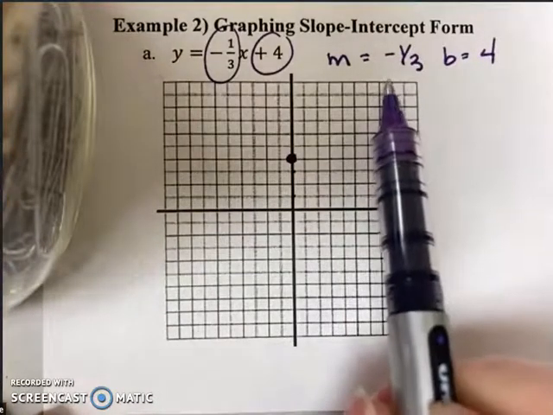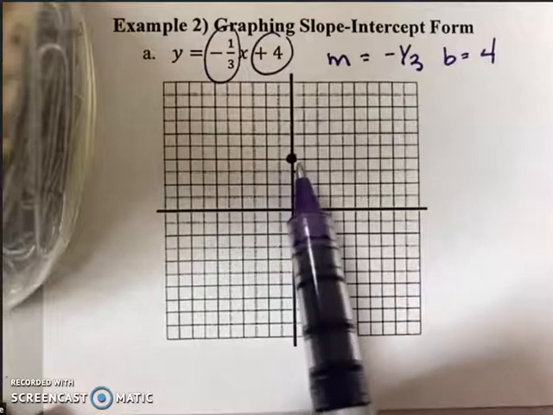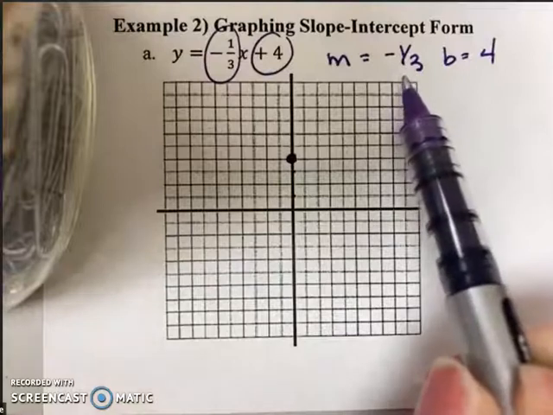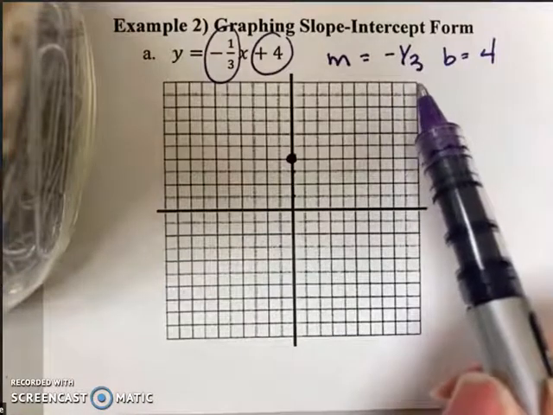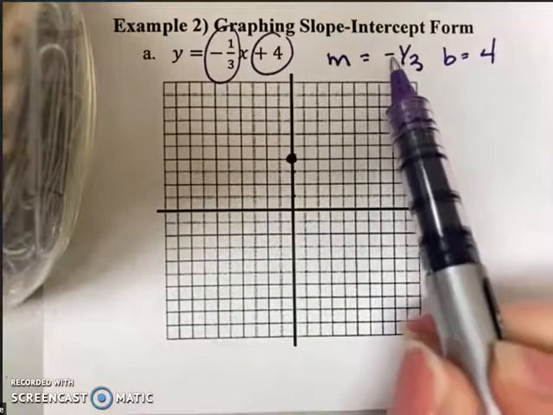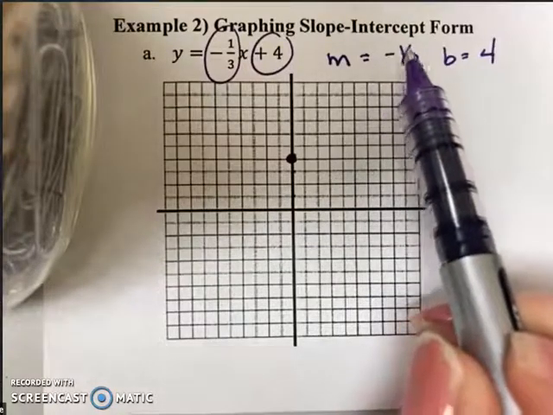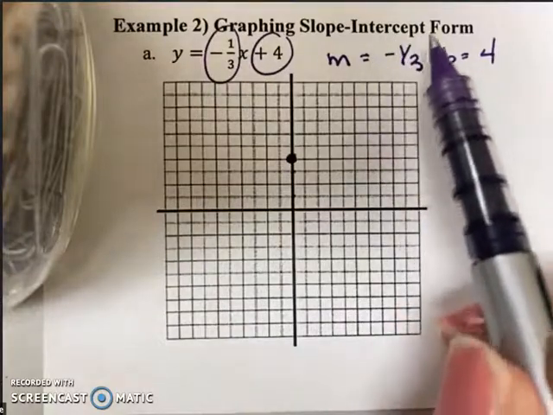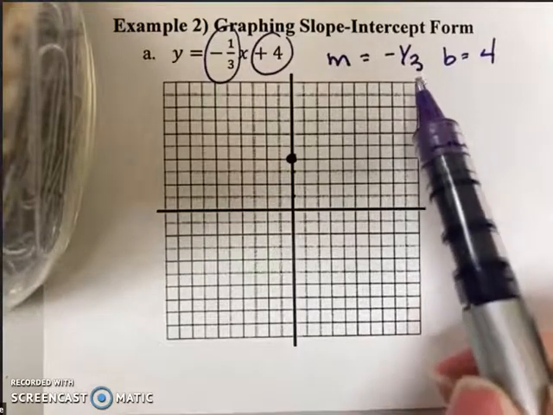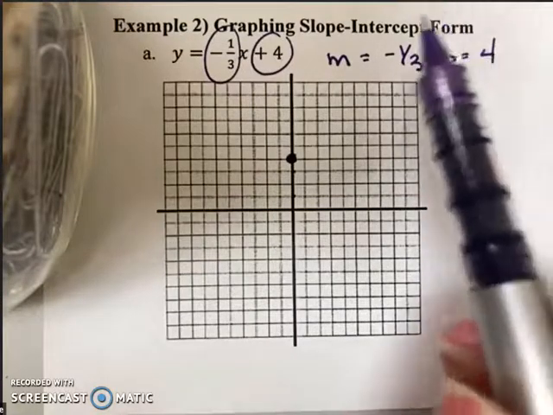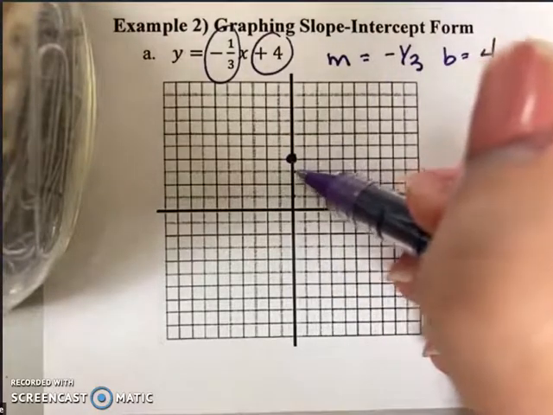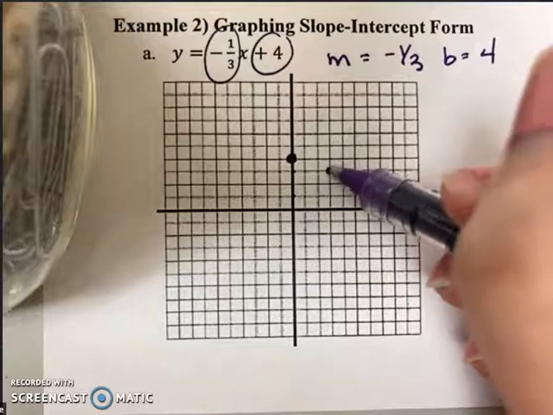Using the slope and the point that I've just plotted, I can plot my second point. So my slope is a negative 1/3. What that means is I can move, let's say this is a negative 1, so the negative is associated with just the numerator. I can move down 1 and right 3. Again, because that's rise over run. So I'm moving down 1 and right 3.